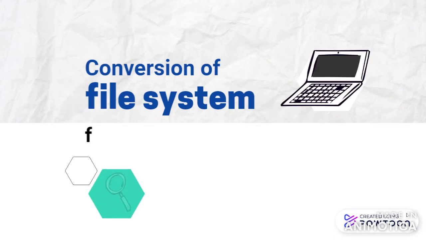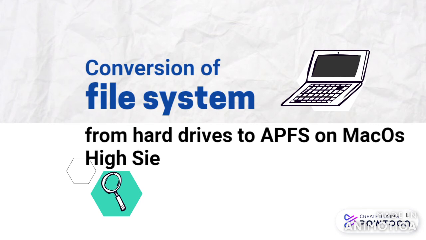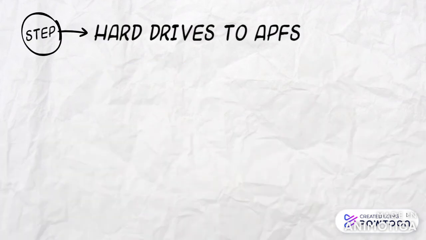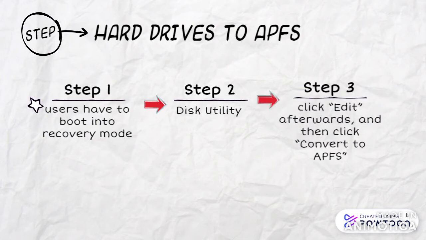The last method is how to convert to APFS. First is converting a hard drive to APFS on macOS High Sierra. To convert a hard drive to APFS on macOS High Sierra, the user has to boot into recovery mode, then go to Disk Utility, click Edit, and then click Convert to APFS.